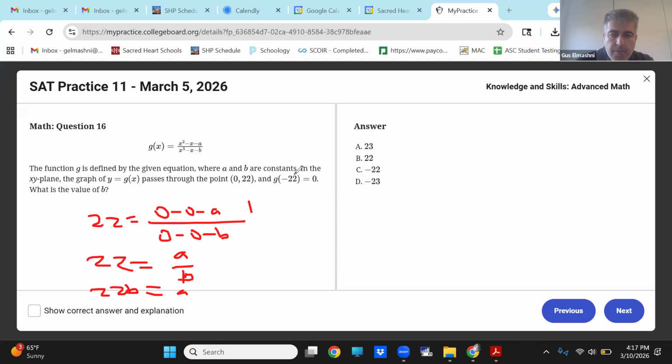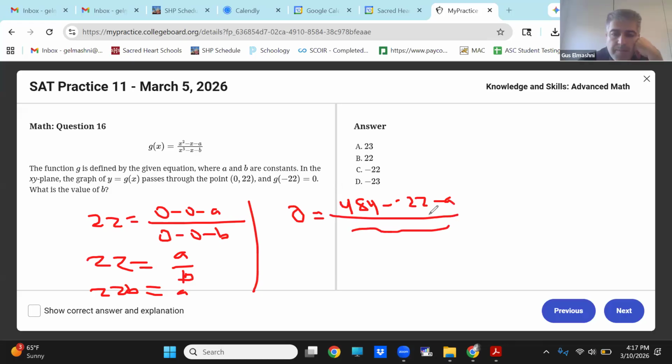Then you're also told that when you plug in negative 22, you get 0 for Y. I believe that's 484 when you square it, minus negative 22 minus A. And here's the thing. Because the fraction equals 0, we don't have to worry about the bottom. Because if you multiply the bottom to the other side, you're going to get 0 anyway.